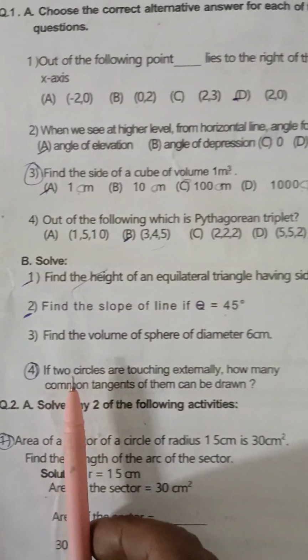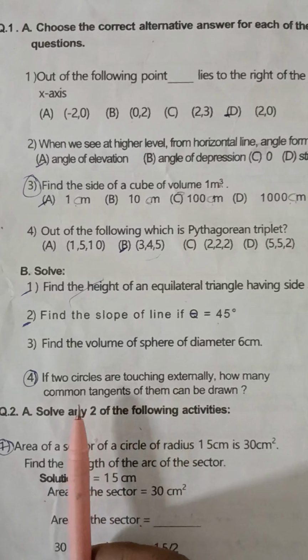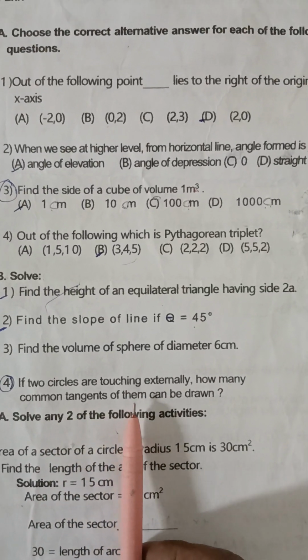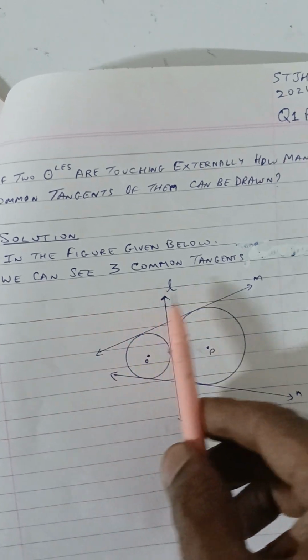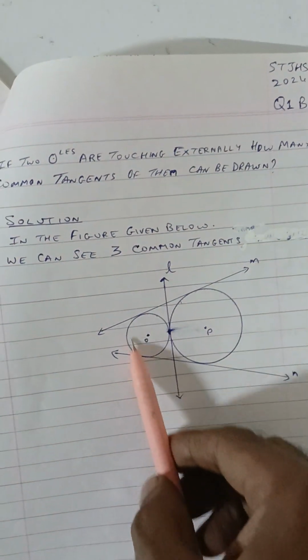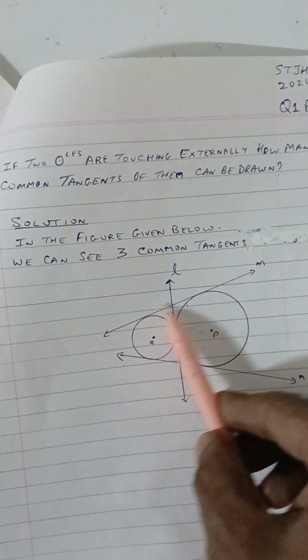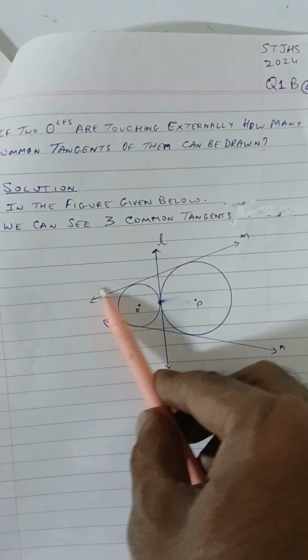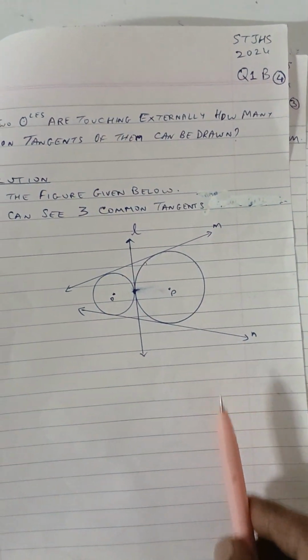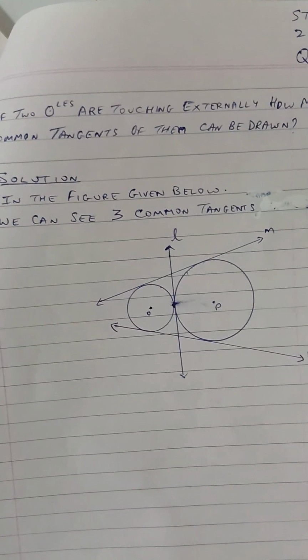Next, if two circles are touching externally, how many common tangents of them can be drawn? In the figure given below, we can see 3 common tangents. I draw 2 circles, and these are the 3 common tangents: line L, line M and line N. So we get in all 3 common tangents.